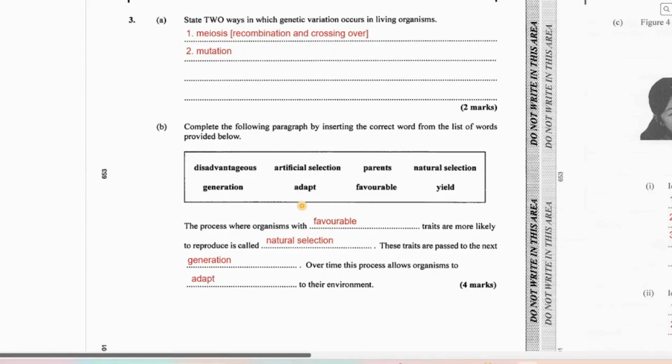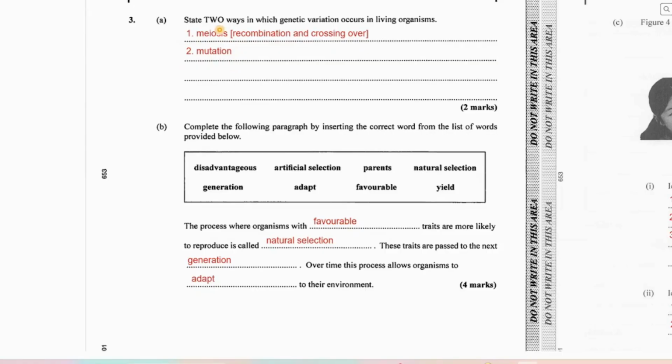Next, we have question 3. State 2 ways in which genetic variation occurs in living organisms. Genetic variation could occur via two main ways. So you have the process of meiosis or mutations.